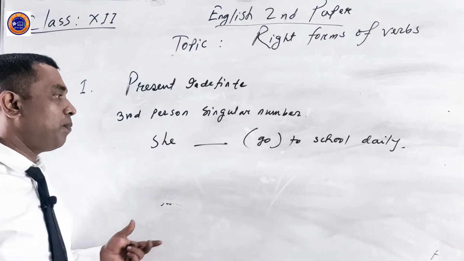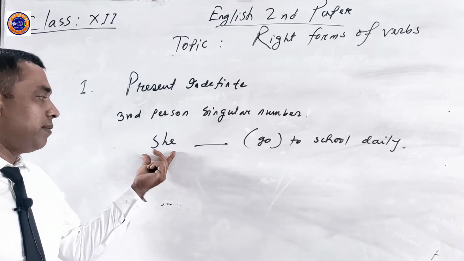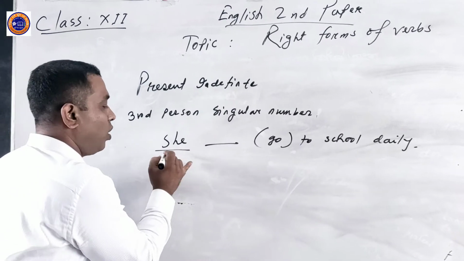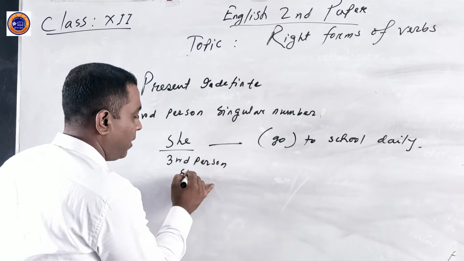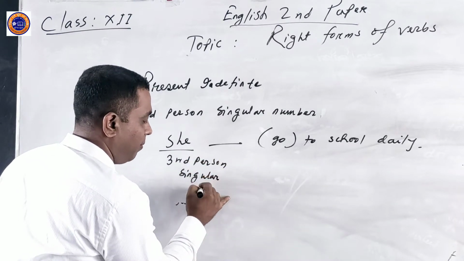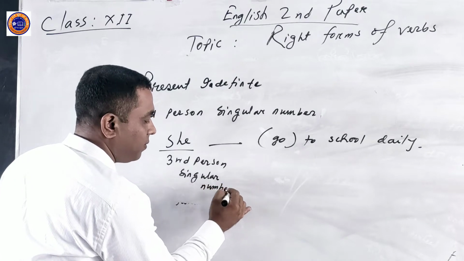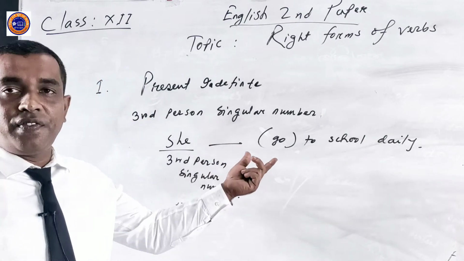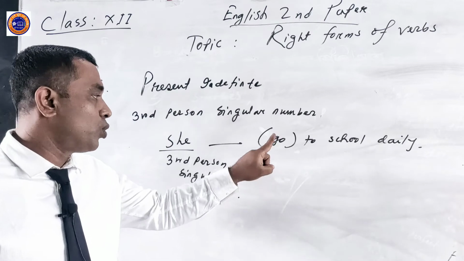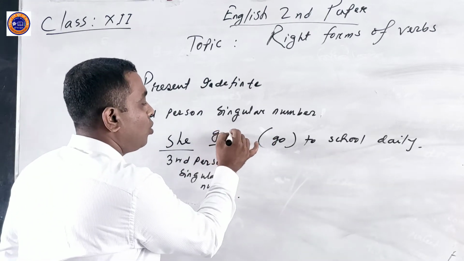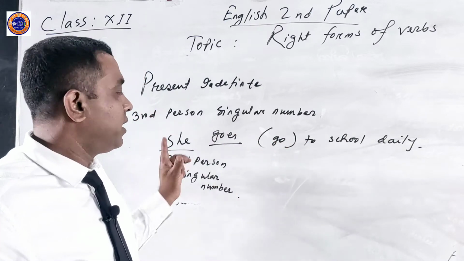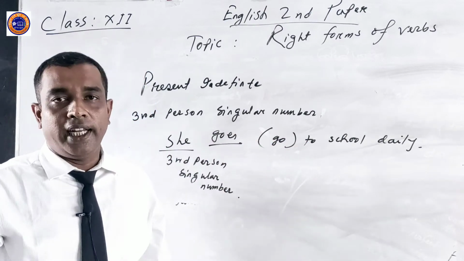Here is an example of this rule. The subject is she, which is third person singular number, and the sentence is present indefinite tense, so you have to use s or es with the verb. That is, she goes to school. The answer is she goes to school daily.